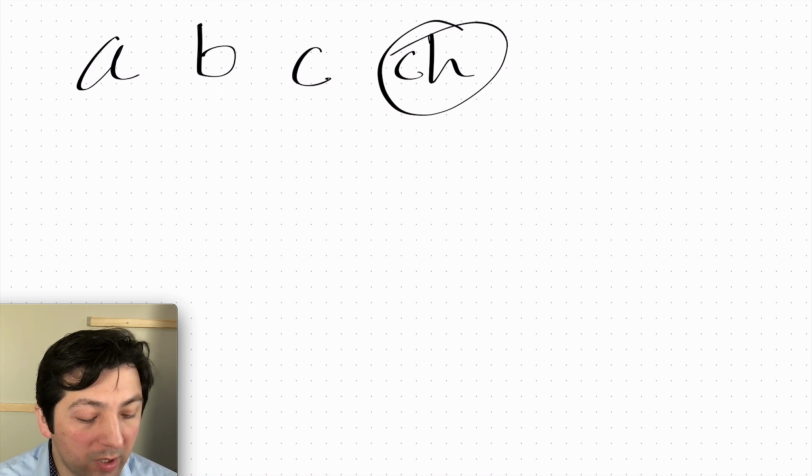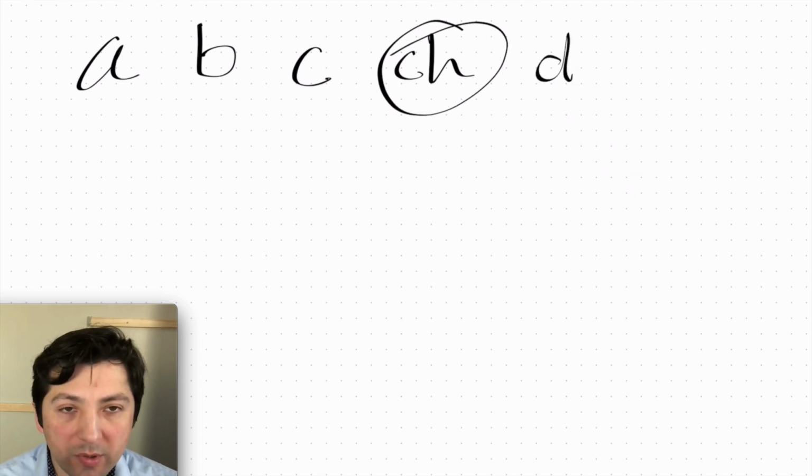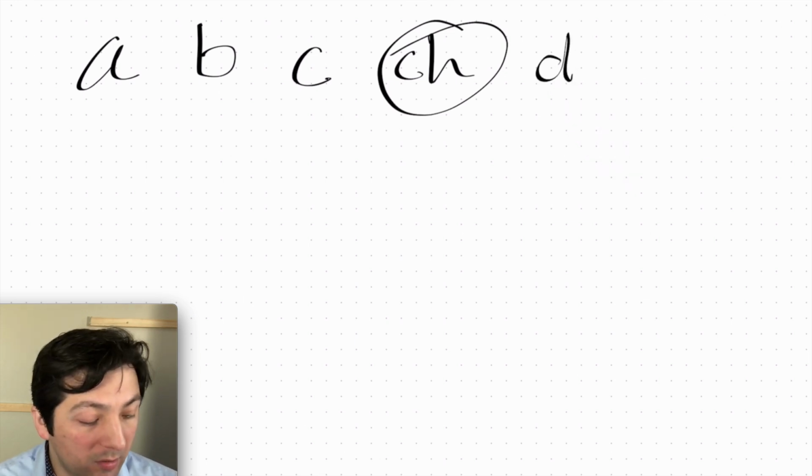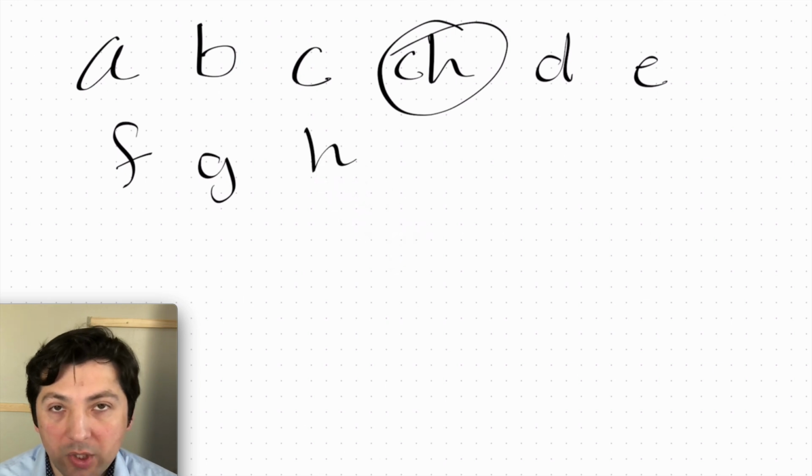But so far again, we have A, B, C, Ch, D, and this one also has two different sounds. E, F, G, H.